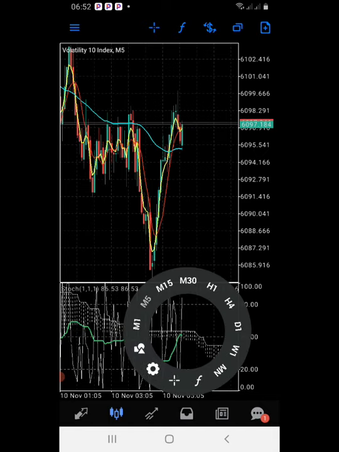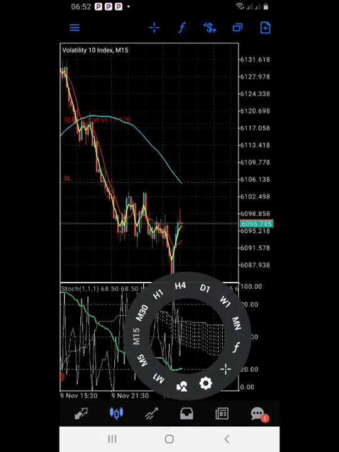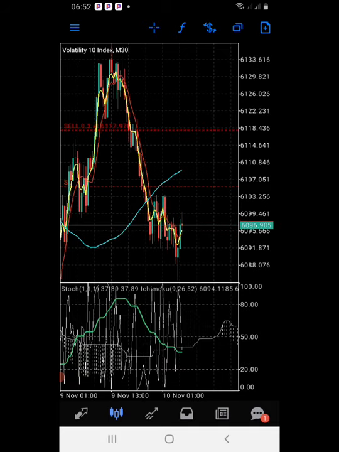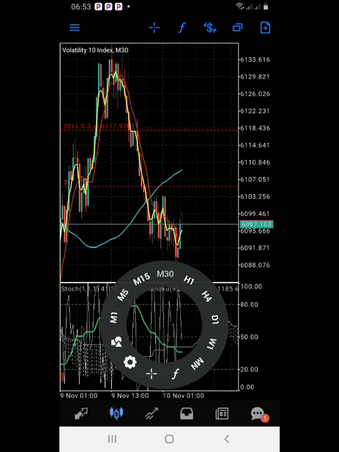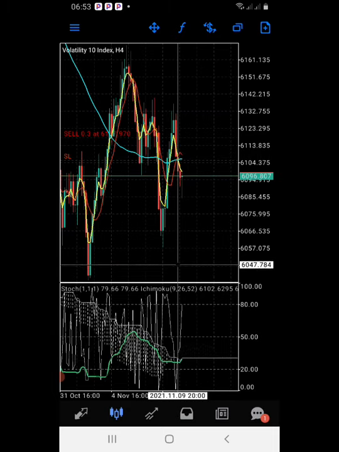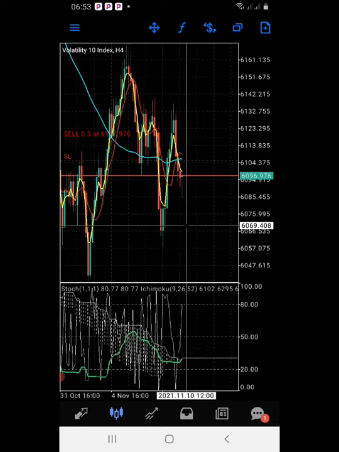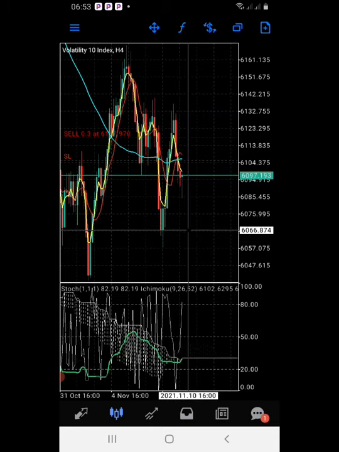The 15-minute time frame crossed above, and the 30-minute time frame is also in agreement with the strategy. The 1 hour and the 4 hours, you can see it just crossed above. So I'm expecting this market to reach this point. This is where I'm expecting it to reach.